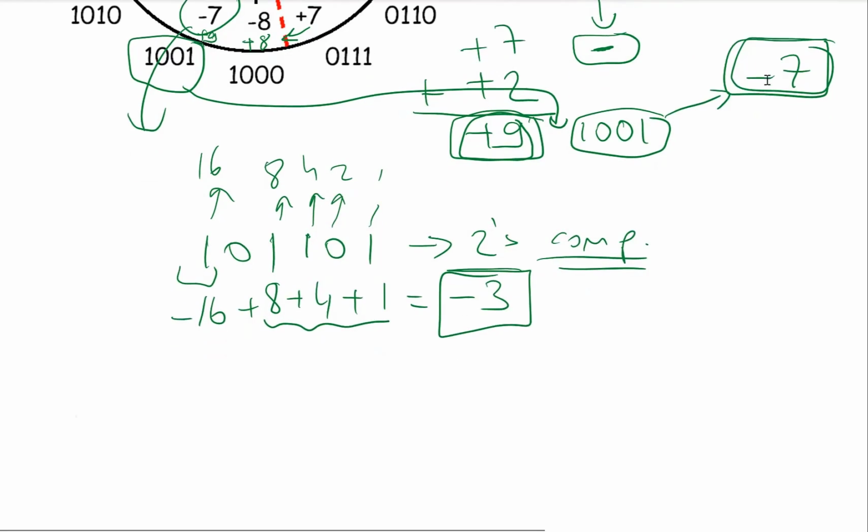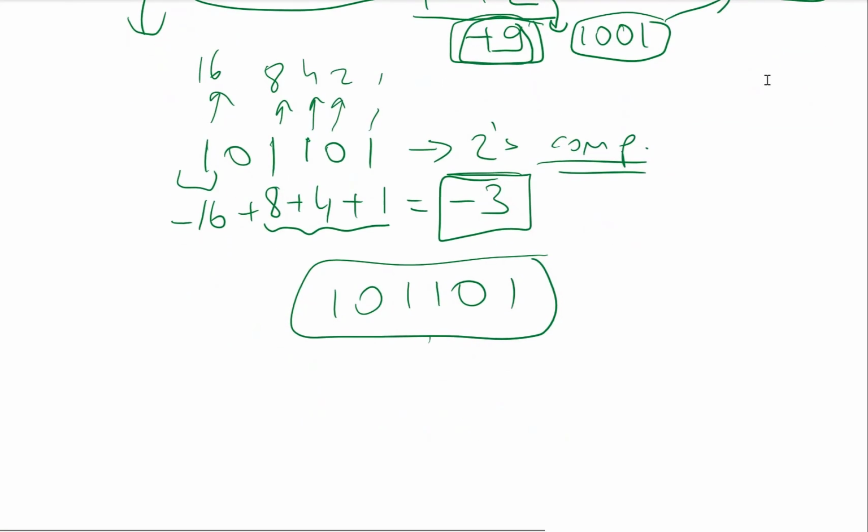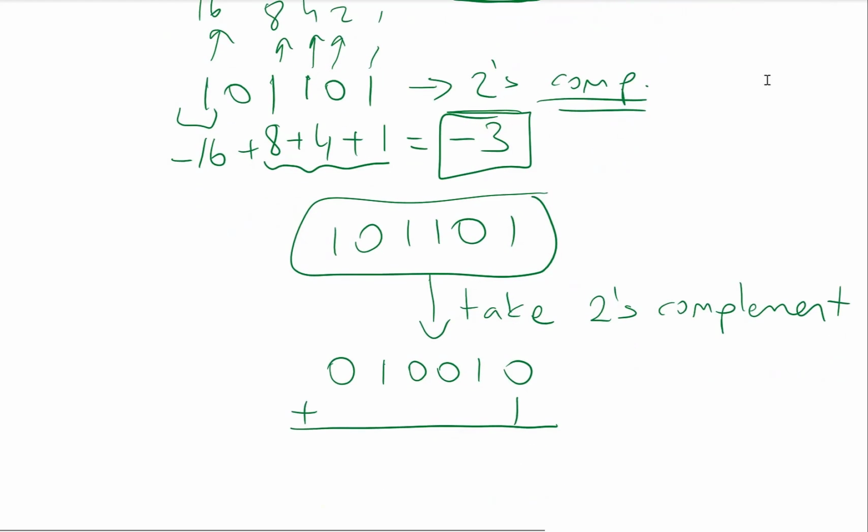One more thing, I would like to teach you how to take the 2's complement. Let's say 101101. If I would like to take the 2's complement of this number, what can I do? The long way is you invert all the bits, and then you add 1 to it. This is how you do it. So this is the long way. Let's do it with a short way.